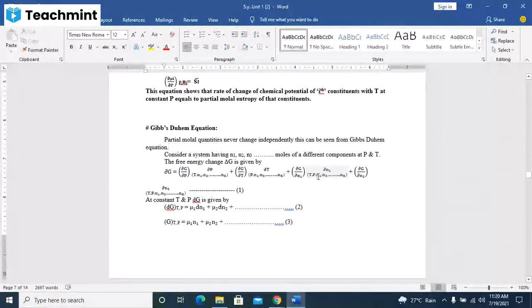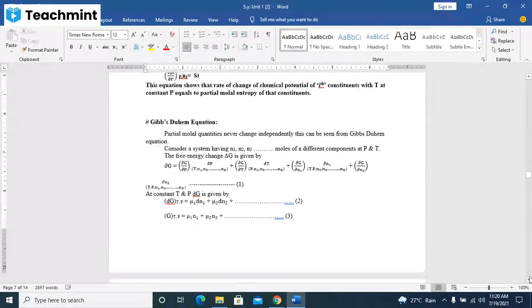N3 and so on, dN1, plus (delta G upon delta N2) at T, P, N1, N3 up to Nn into dN2. This is equation number 1. At constant temperature and pressure, dG is given by dG at T, P equals mu1 dN1 plus mu2 dN2. That also we have seen. Means G at T, P equals mu1 N1 plus mu2 N2. This is equation number 3.